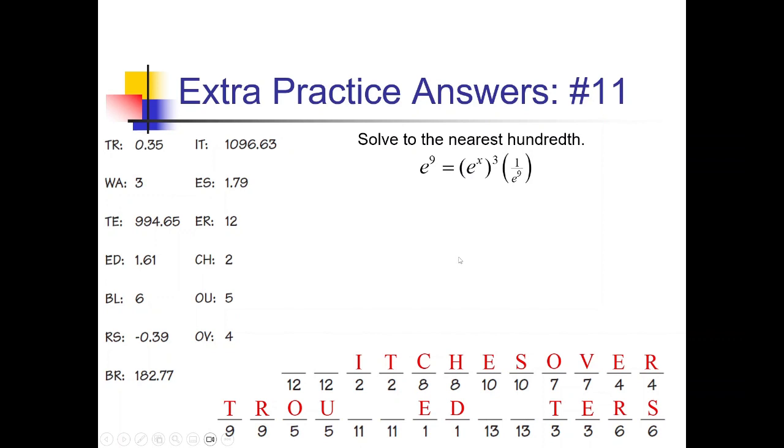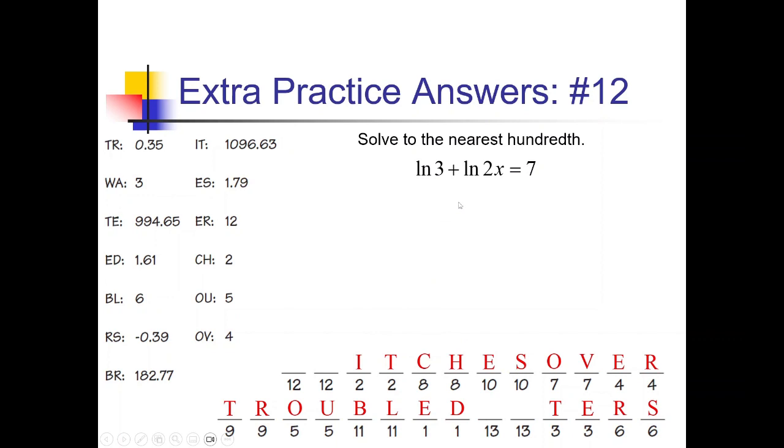This e to the 9th times this e to the 9th gives me e to the 9 plus 9, or 18. And on the right side, I can simplify e to the x to the 3 by multiplying those exponents. So that's really just e to the 3x. Now I can take the ln of both sides, or just cancel out the e's either way. This is going to be 18 equals 3x. And then just dividing by 3, we have x equals 6. So that wasn't actually too bad. 6 is going to be BL, and that is going in spot 11, so BL.